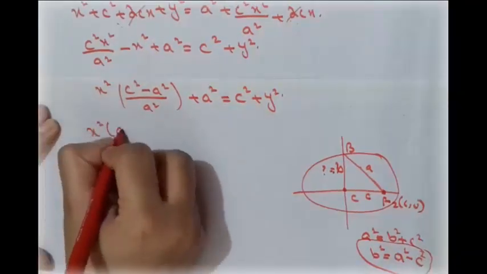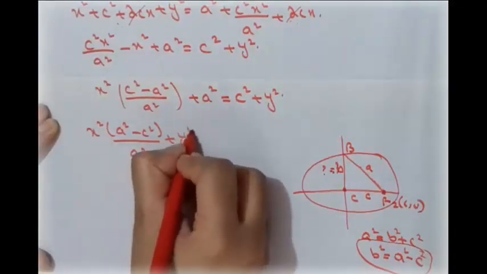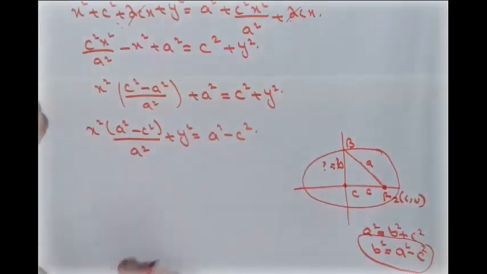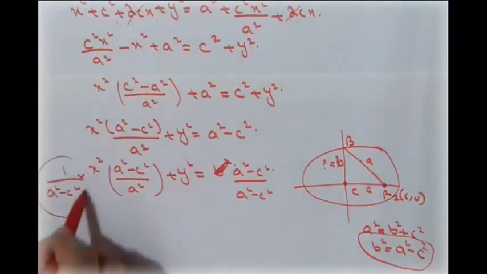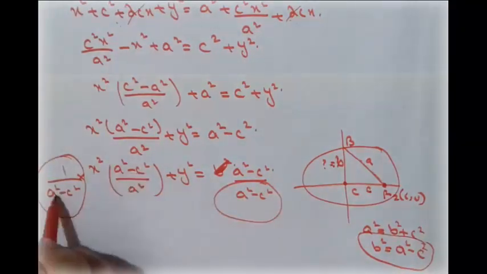X square, A square minus C square. If I move this factor to the other side, divided by A square, plus Y square, which equals A square minus C square. Now we will find the value of B, which I find here. As in this step, we just divide this factor on both sides. So this factor can be cancelled out and this will also be cancelled out.